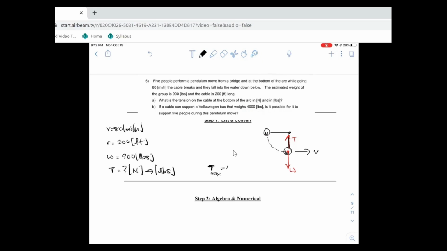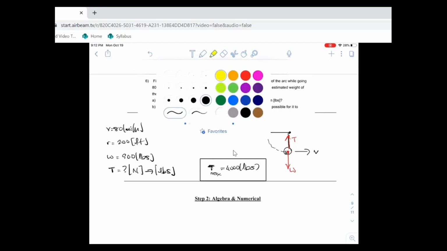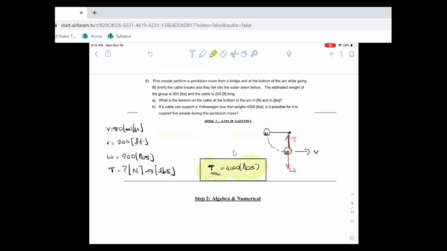So these guys end up picking a cable for themselves. It's able to tolerate up to 4,000 pounds. All right, so this is the tolerance of this cable. So this cable has a tolerance which is 4,000 pounds. Okay, so what that means is if they exceed that 4,000, if T exceeds this tolerance, this thing is going to snap. That's what it means. So the question is, did it snap?